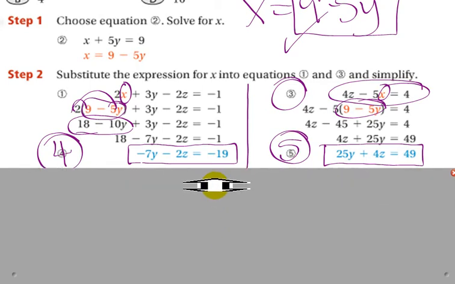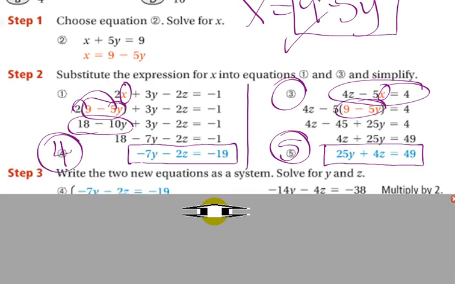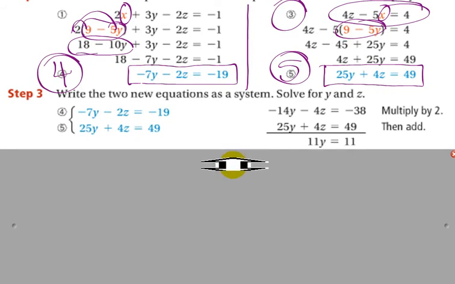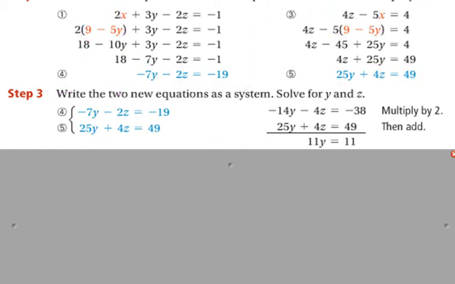So now take these equations 4 and 5 and think, how can I combine these to eliminate a variable? Do I have to multiply it by something? What do I want to eliminate? Well, it looks like the book chose to eliminate the z values because they're the smallest values out of y and z. And what would they have to do? Well, they have to make this negative 2z a negative 4z. So they're going to multiply everything in this equation by a 2.